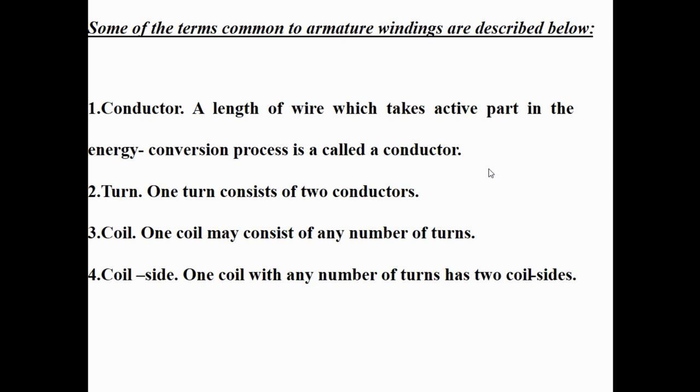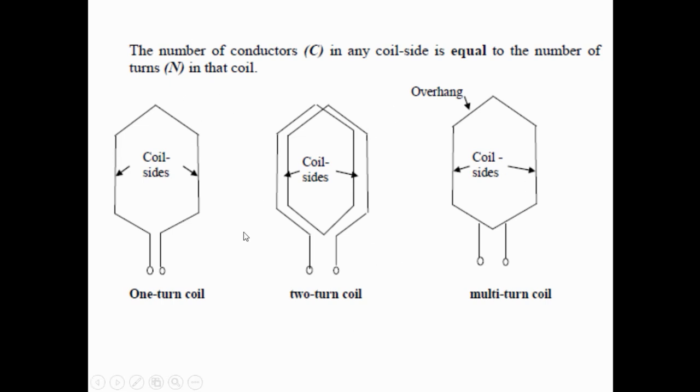Turn: one turn consists of two conductors. You know that one coil may be multi-turn or single turn. Coil side: one coil with any number of turns has only two coil sides, right? If it is a multi-turn coil, the individual side will contain multiple conductors. If it is a single turn coil, one side will contain only one conductor, and the coil will be just like one turn. Now this is a simple representation. This is the coil side, this is a two turn coil, this is a multi-turn coil, and this portion is the overhang or dummy portion that doesn't take part in the active process. The vertical sides of the coil take part in your energy conversion, but not the overhang or dummy region of that coil.